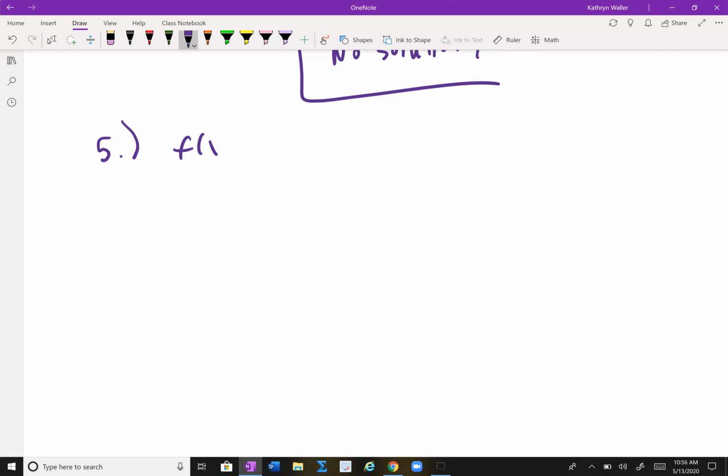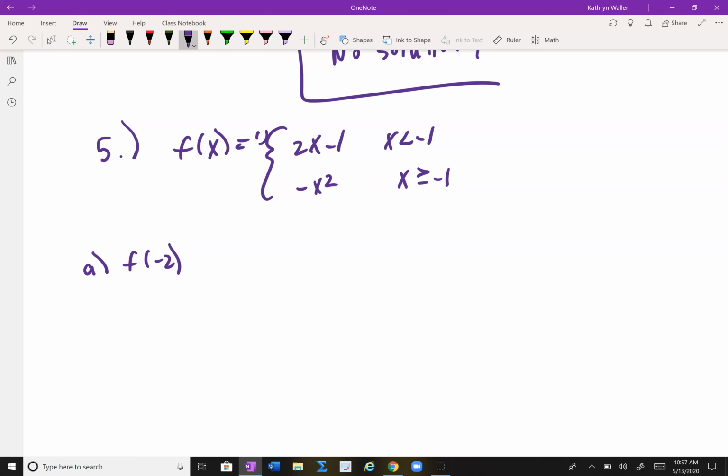So here's the equation. Okay, so part A, they're asking you to find f of -2. So you have to look at equation 1 and equation 2, and you have to figure out, is it less than a -1 or greater than or equal to a -1? Well, -2 is less than -1, so I'm using equation 1. So you have to show 2 times -2 minus 1. That's -4 minus 1, which is -5.